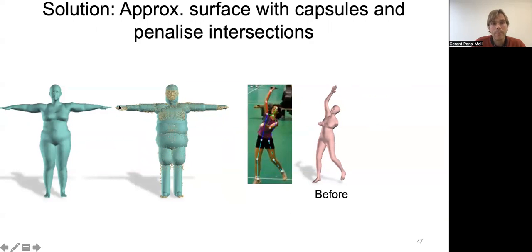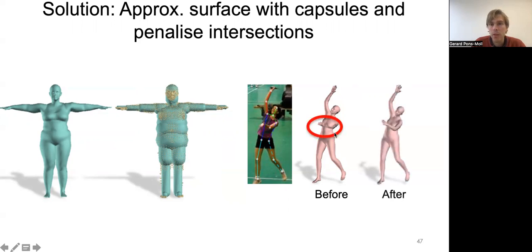So what the SMPLify authors did is to approximate the SMPL model with some basic shapes called capsules, which approximate the shape of the SMPL model. And then you can compute intersections between capsules very quickly. And those capsules can also be differentiable. So essentially, this allows you to resolve errors, like, for example, this intersection that can be resolved after imposing an interpenetration loss.